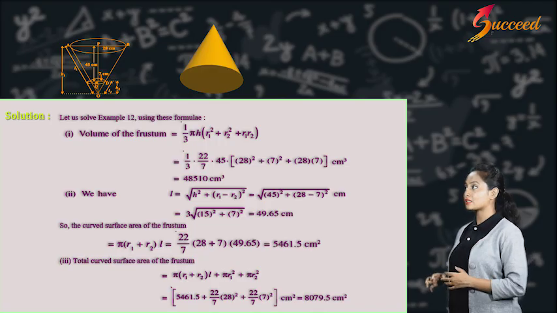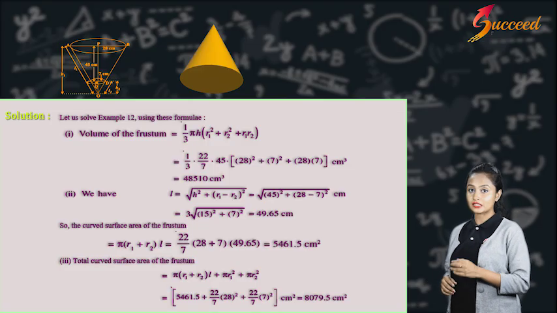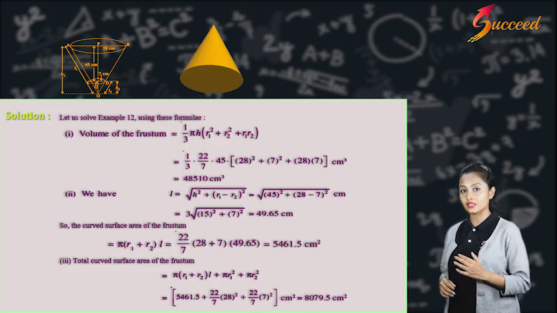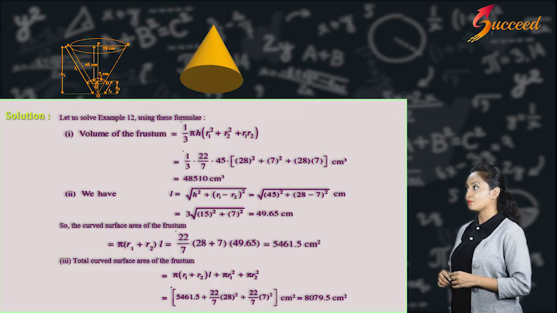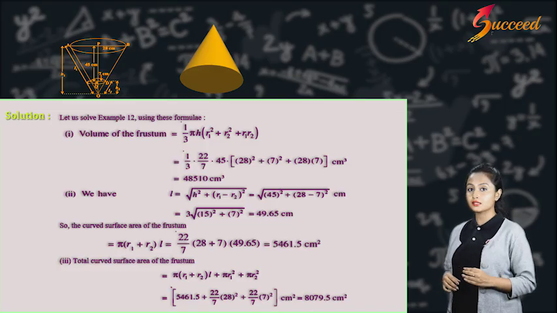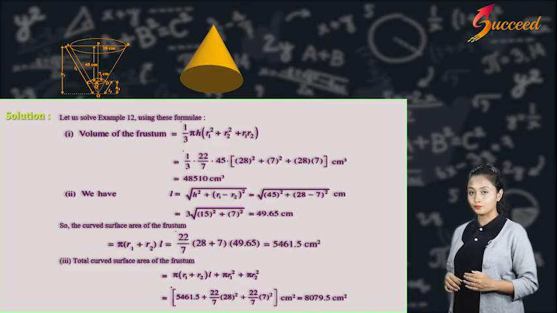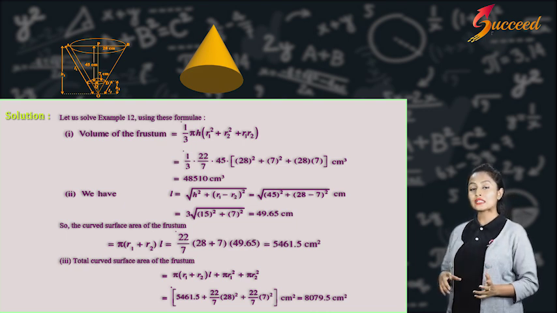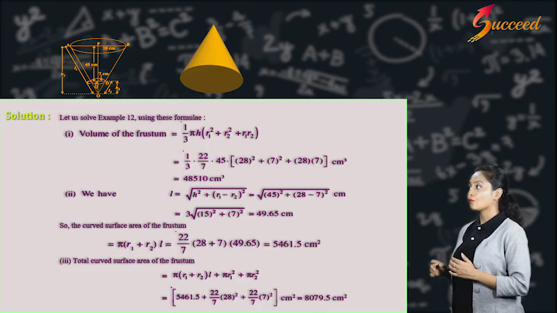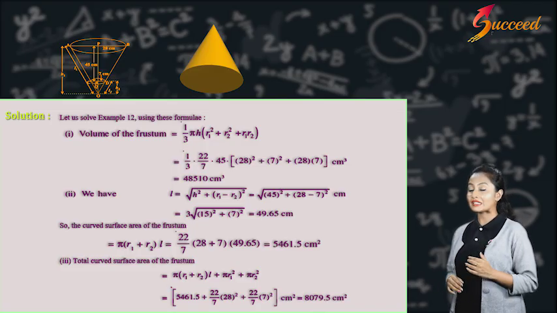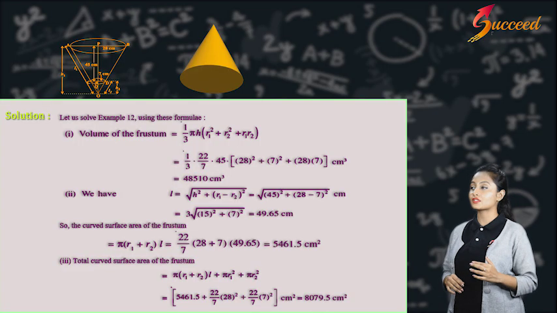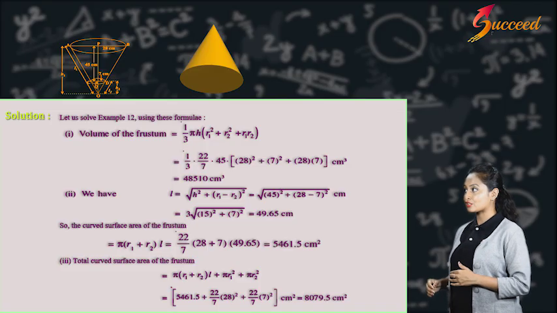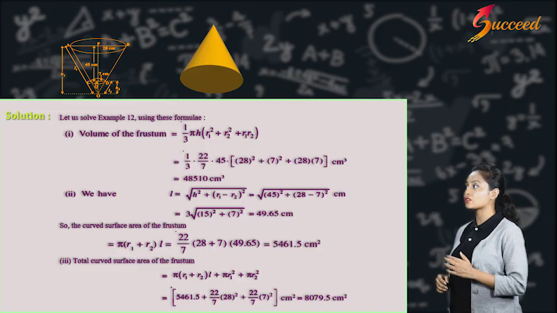On calculating, you get the solution as 48,510 centimeter cube. Moving on to the second sub question. We have that length L, which is equal to square root of h square plus r1 minus r2 the whole square. On substitution, we get square root of 45 square plus 28 minus 7 the whole square, which is equal to square root of 45 square plus 21 square, which is equal to 49.65 centimeter.